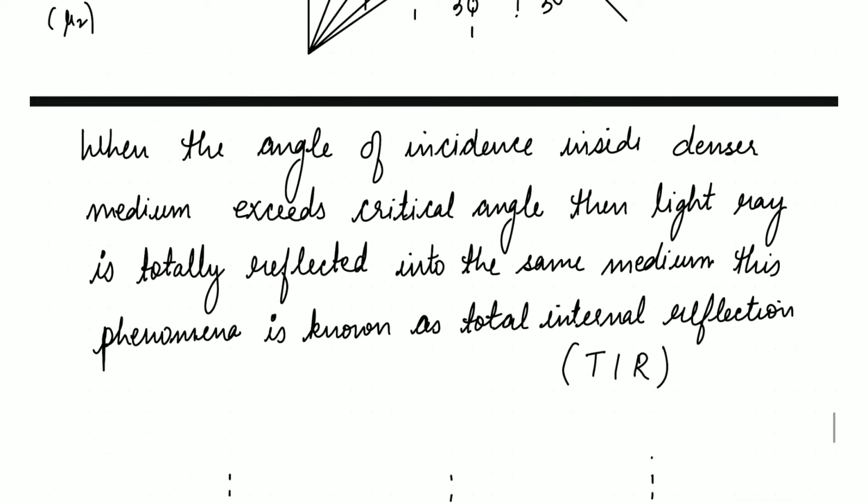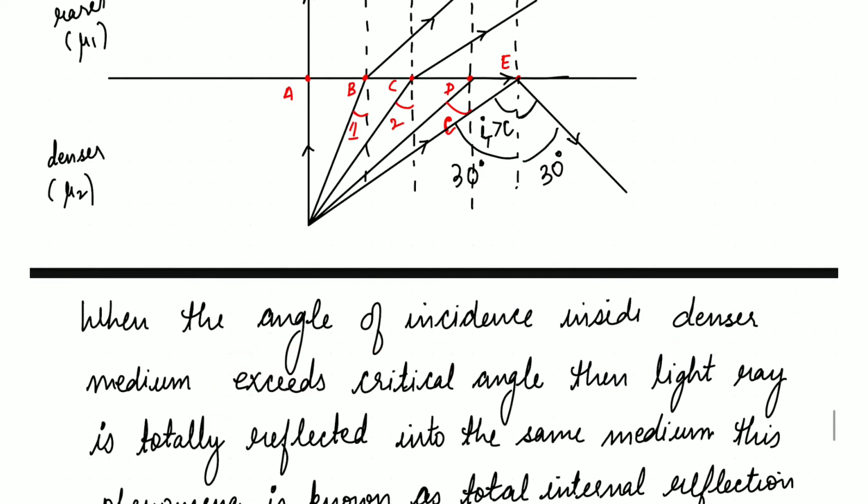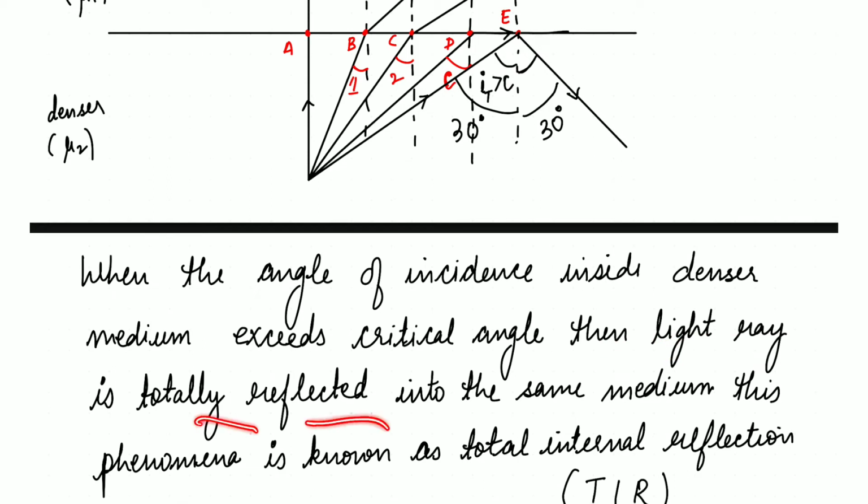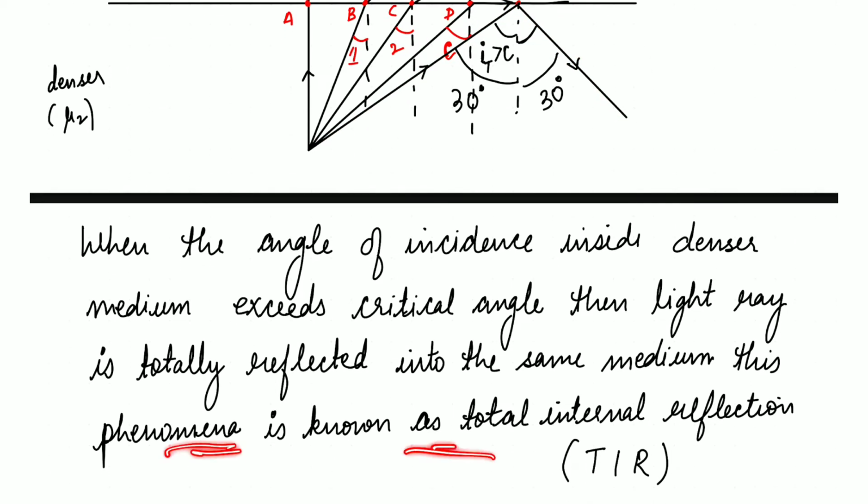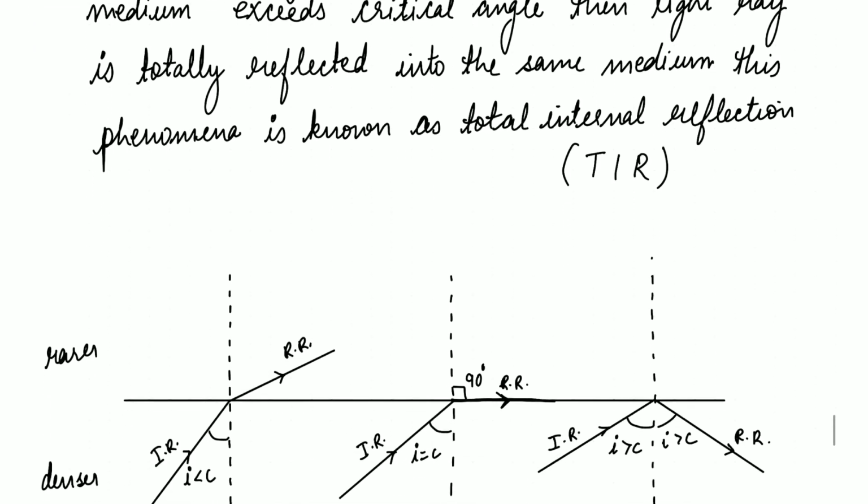So what does the definition say? The definition says when the angle of incidence inside the denser medium exceeds the critical angle, and yes, it has exceeded the critical angle, then the light ray is totally reflected into the same medium. I hope you guys can understand that, right? And this phenomenon is what is known as total internal reflection, TIR. I hope you guys can understand that, right?